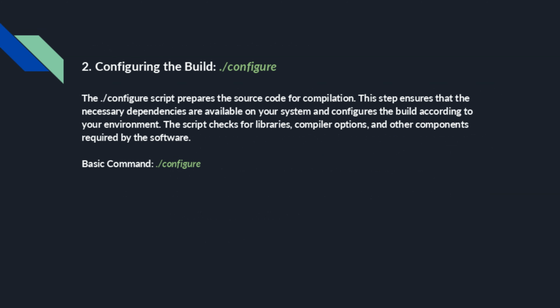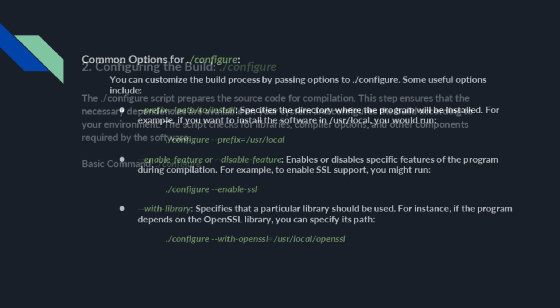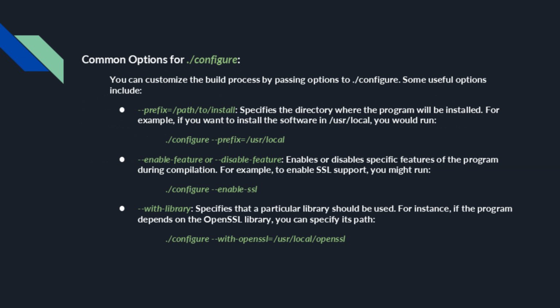Configuring the build. ./configure. The ./configure script prepares the source code for compilation. This step ensures that the necessary dependencies are available on your system and configures the build according to your environment. The script checks for libraries, compiler options, and other components required by the software. Basic command: ./configure.